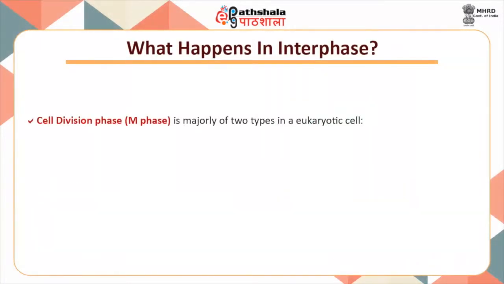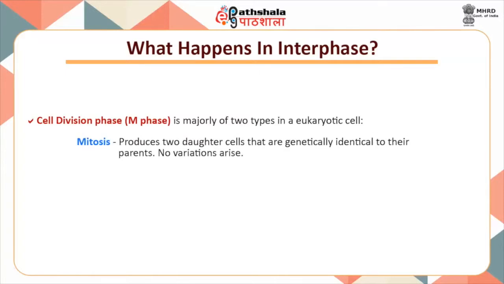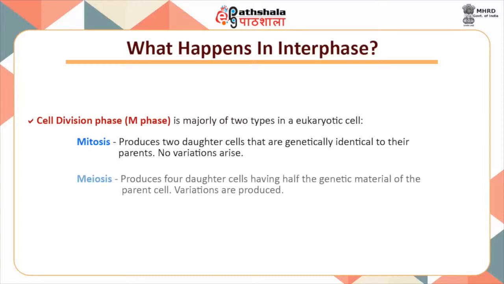In eukaryotic cells, majorly two types of cell division are observed: mitosis and meiosis. In case of mitosis, two identical daughter cells are produced. As a result of cell division, these daughter cells have identical genetic makeup. It rarely produces any variations. But in case of meiosis, 4 daughter cells are produced, which are dissimilar to the parents. These daughter cells have half the genetic material of the parent cell. It leads to generation of variants.